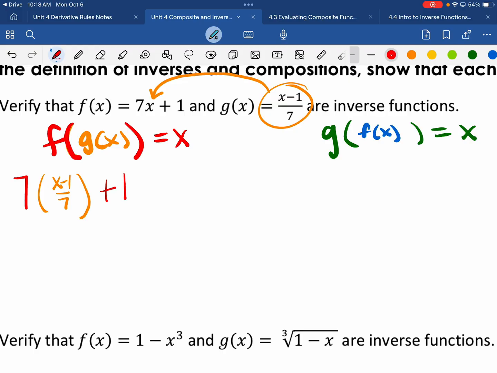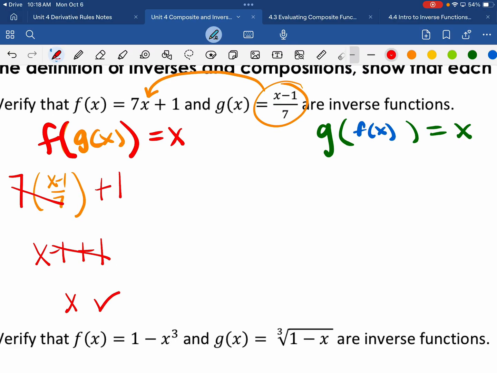What cancels first? The 7s, and then you write x minus 1 plus 1, which cancel to give you x. So you have to write the steps. Don't just cross everything out. I need to see that you know which one cancels first.